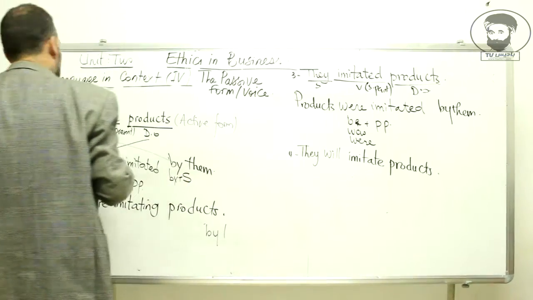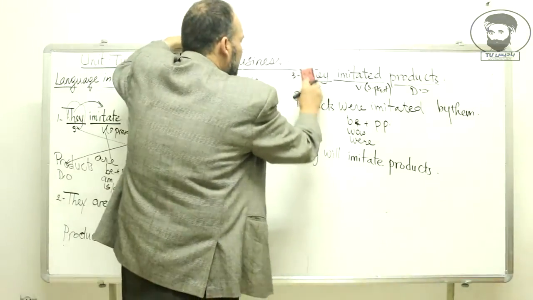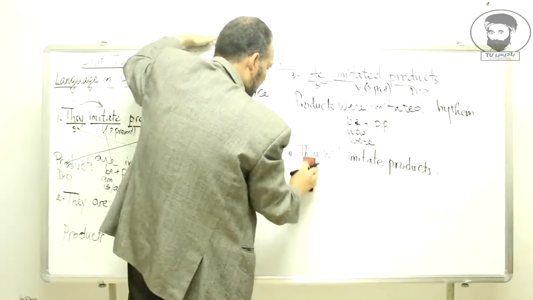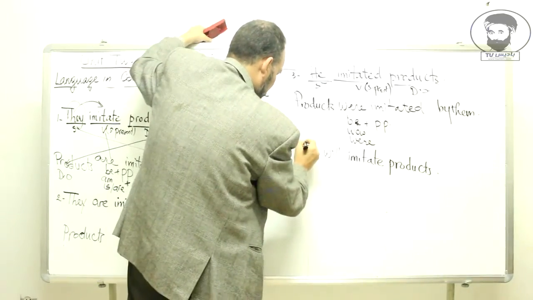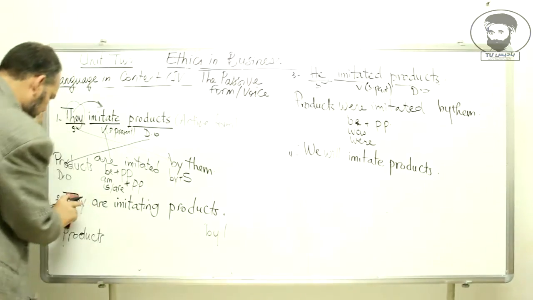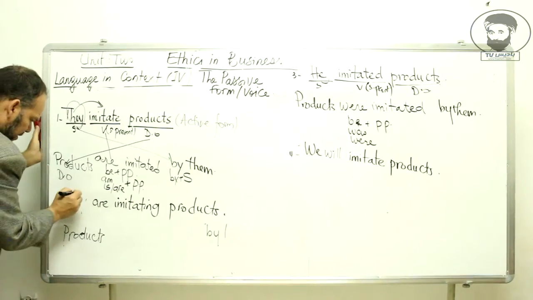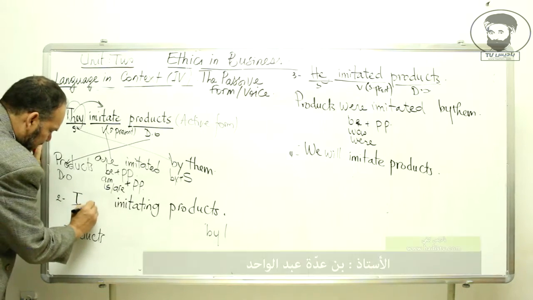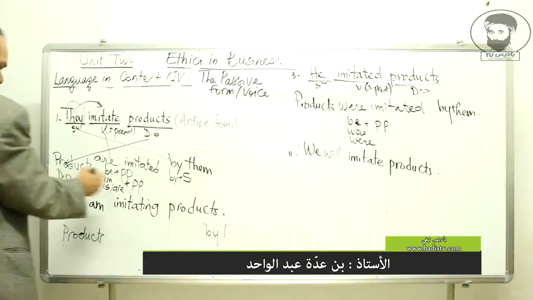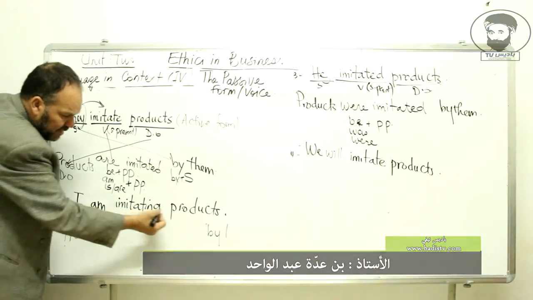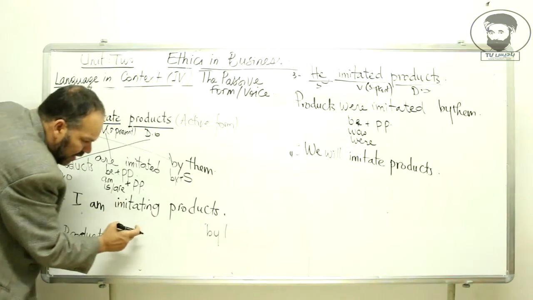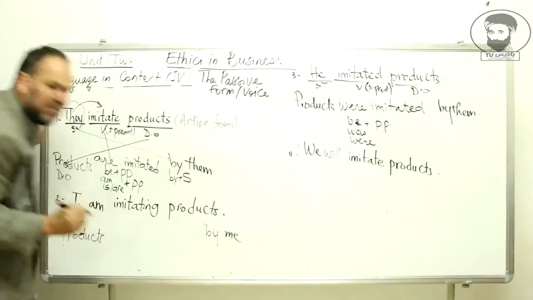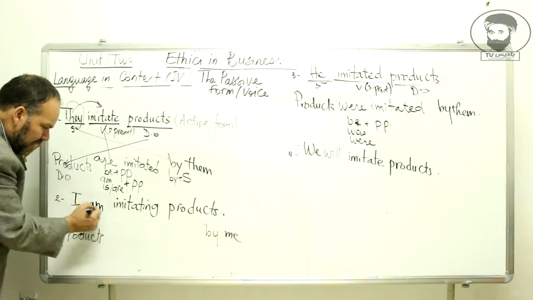Let's make a kind of example. Let's say here, for example, he. And let's say here, for example, we. And let's say here, for example, I. Automatically, I am. Just to make a very good understanding of the sense. I am imitating products. So, by, look, I becomes by me. By me.